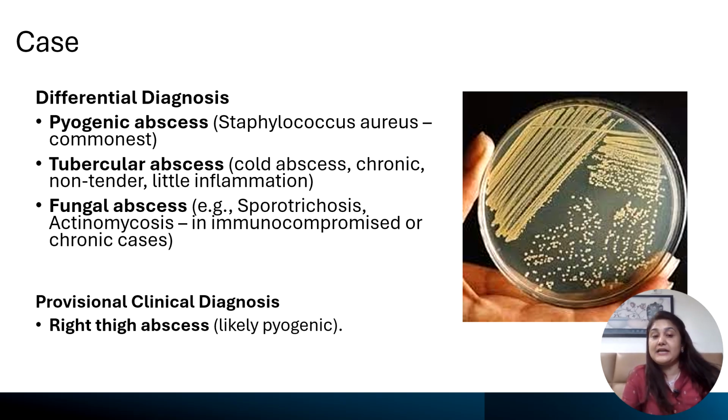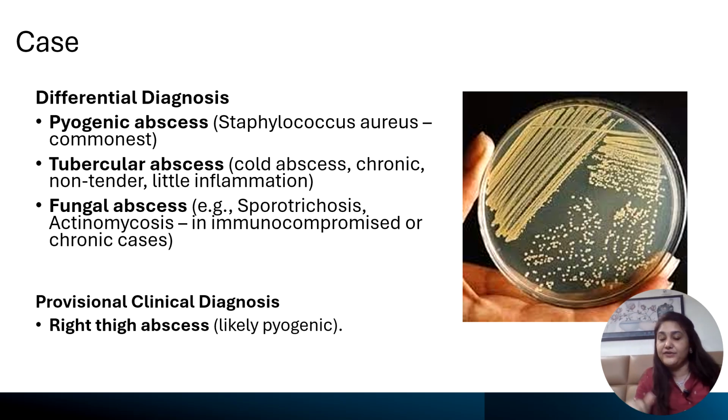A fungal abscess, like with sporotrichosis or actinomycosis, or even a pyogenic abscess due to Nocardia, can also be there. So these are our differential diagnoses in this case, where we understood the system, the differential diagnosis and the various etiological agents associated with them, as well as with the provisional diagnosis. The provisional diagnosis we stick to here is right thigh abscess.